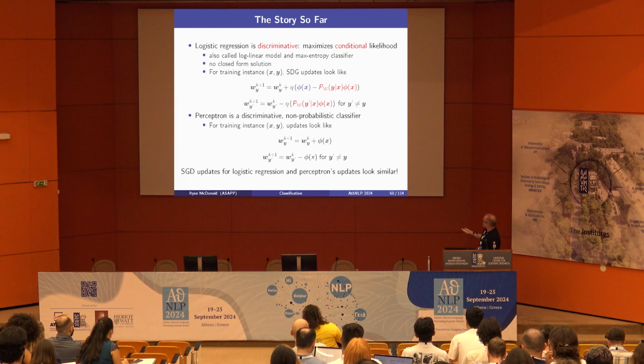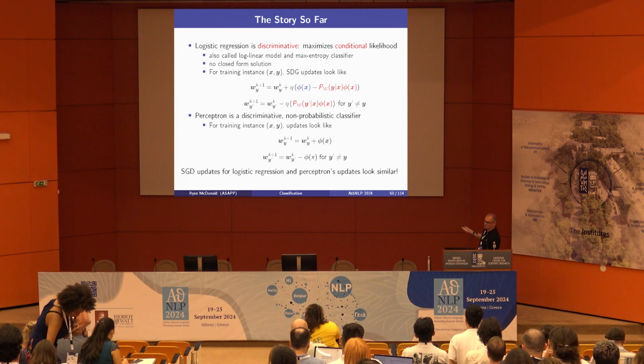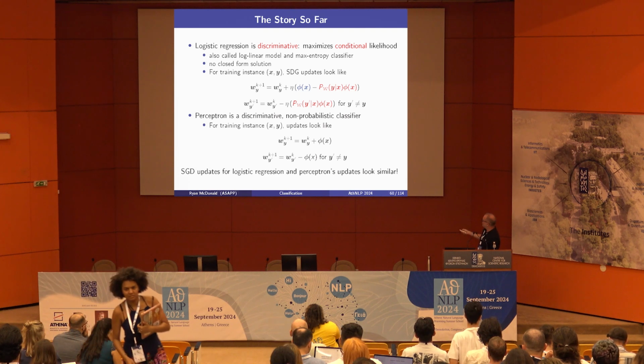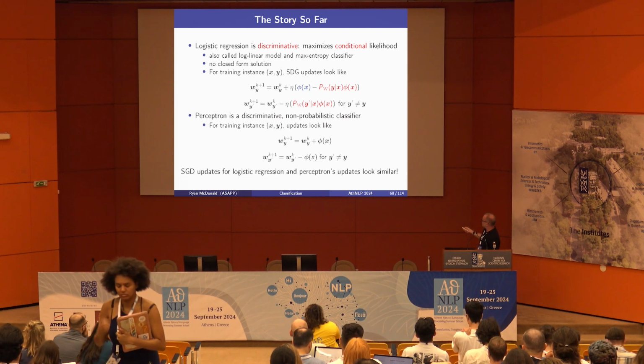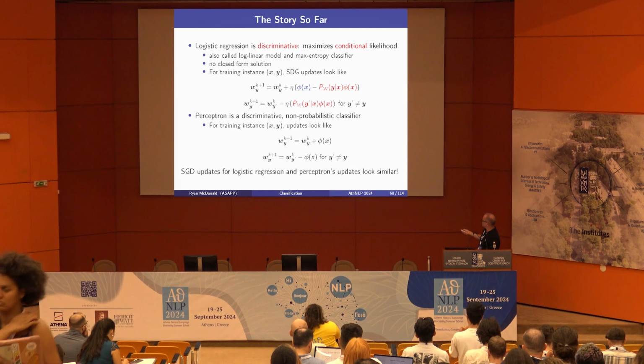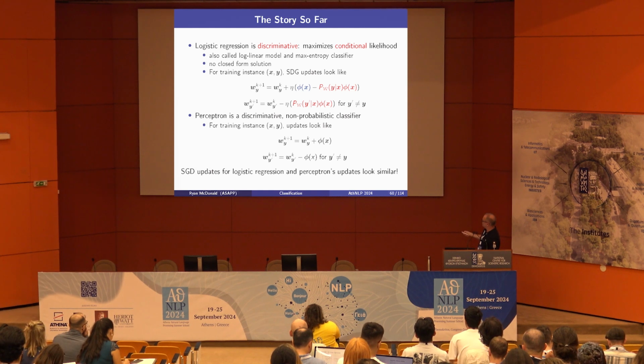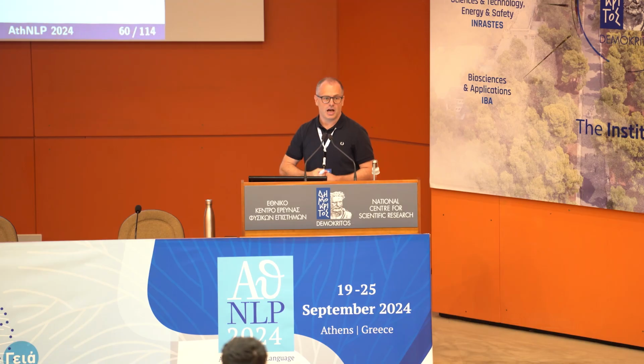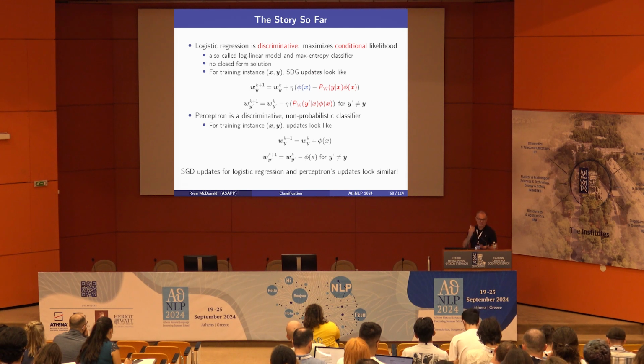We run SGD. We get updates to our parameters that look like this. Again, I moved the negation in, so now I get a positive with the feature vector here. And perceptron is also discriminative, but it's a non-probabilistic classifier. And my parameter updates, my weight updates, look like this. And like I said, if you squint, they look very similar. And actually, there's a way of writing a loss function for perceptron that's somewhat similar to logistic regression.